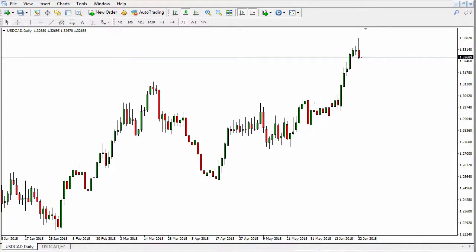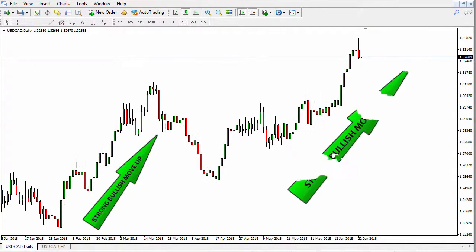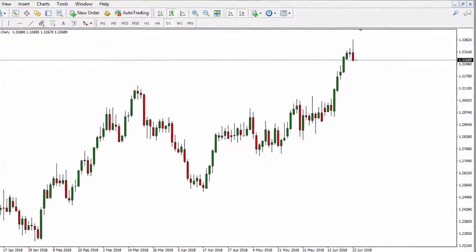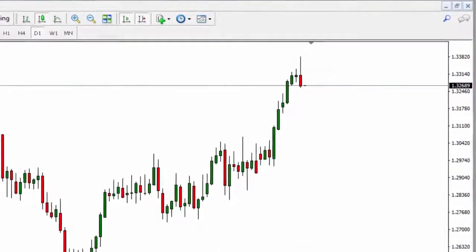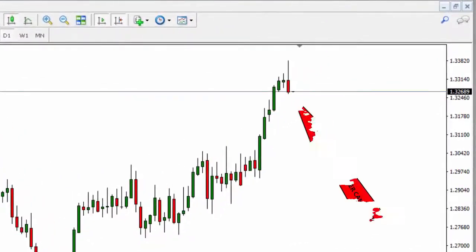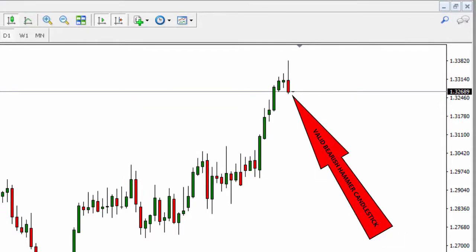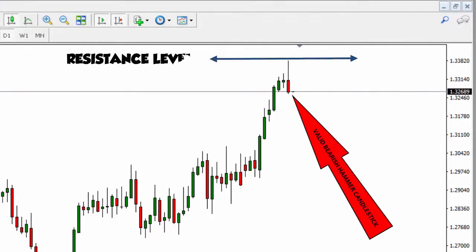As you can see on the screen, the market has experienced a strong bullish move north, which lasted for about a couple of weeks now. If you take a close look at this price chart, you're going to notice that a valid hammer candlestick has just formed in and around the tip of the significant bullish price move which the market experienced only a little while ago.